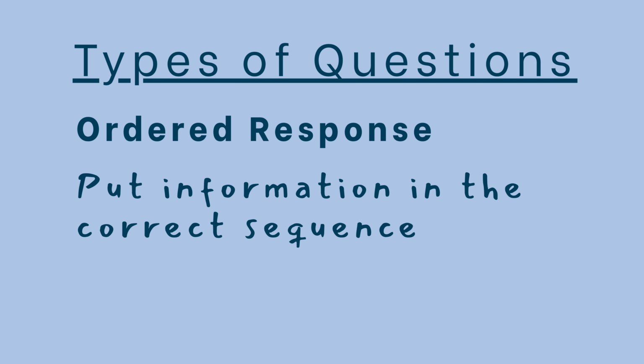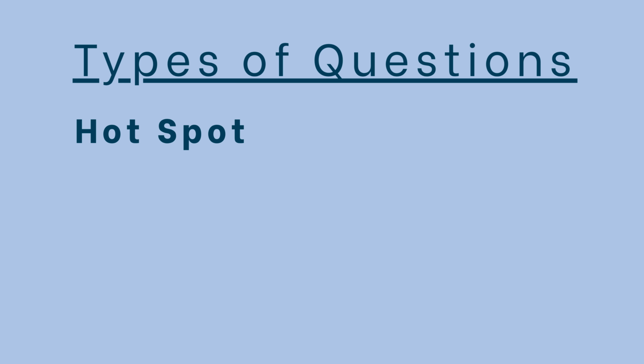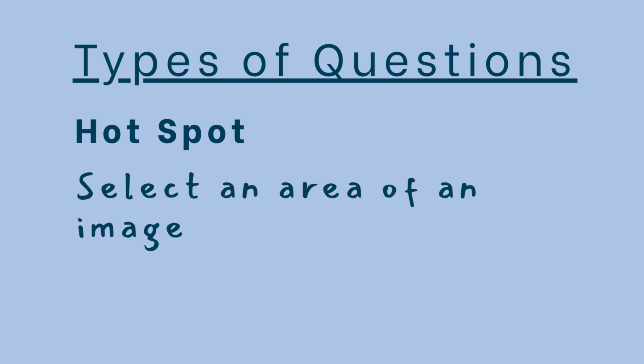Ordered response questions ask you to put information in the correct sequence. Hotspot questions require you to select an area of an image to answer a question. It's critical that you read every question carefully. You want to be clear on exactly what is being asked before submitting your answer.